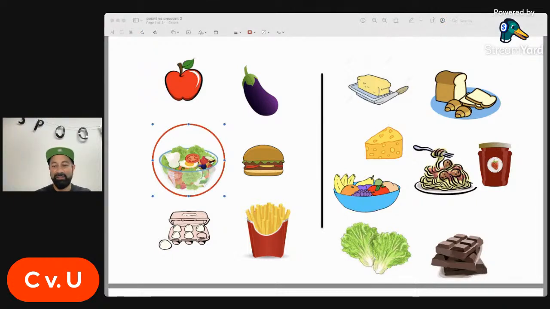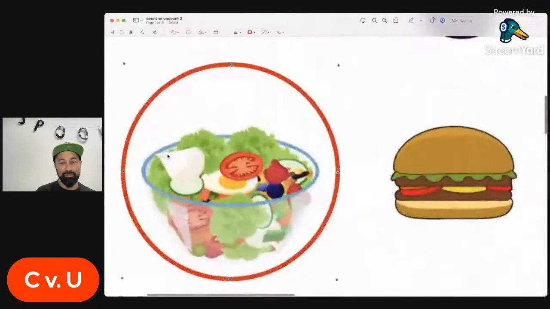The salad. Salad is countable. I want you to think of salad as one unit. Inside the salad, there are many things. We have lettuce, that's uncountable. All right, let's look at the salad. Let's make this salad a little bit bigger on the screen.